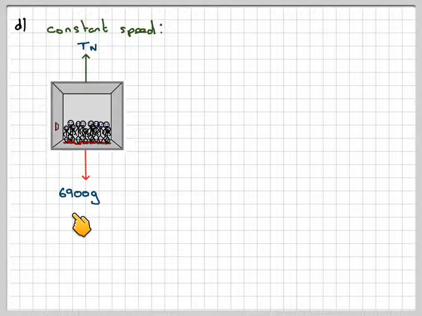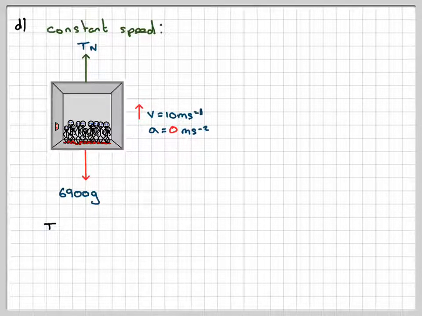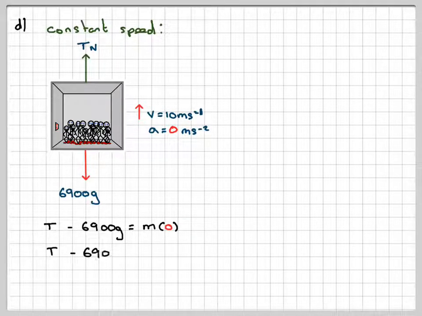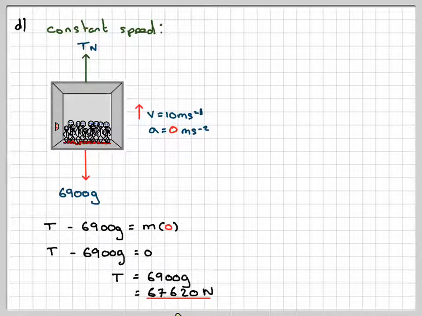We've got a mass or a weight of 6,900 times g acting downwards. V will be 10 meters per second, and there's constant velocity. There's no acceleration. So we can say that T minus 6,900 g is equal to the mass times 0. So it's going to give that T minus 6,900 g is equal to 0. Therefore, T will be the same as the weight acting downwards, which is 6,900 times g, which is 67,620 newtons, taking g to be 9.8.